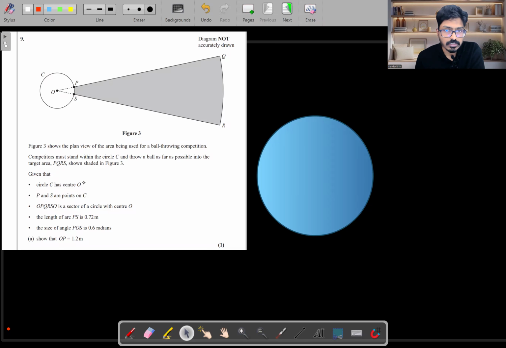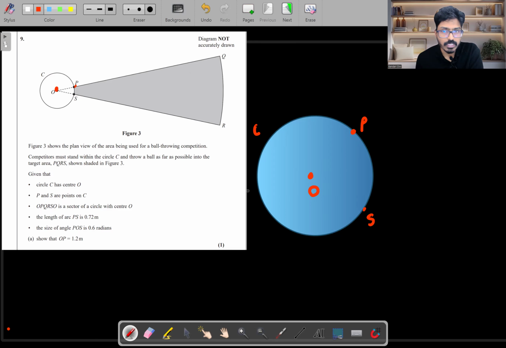So given that the circle has center O, and the points P and S are on C. Okay, so if this is the circle C, let's take this as the point P, and let's take this as the point S. That is what is given in the question also, right? Now, OPQRSO is a sector.